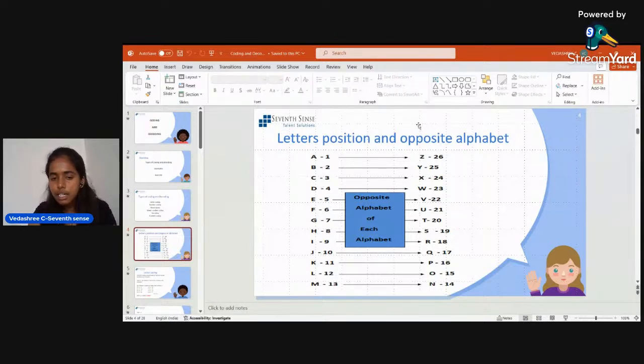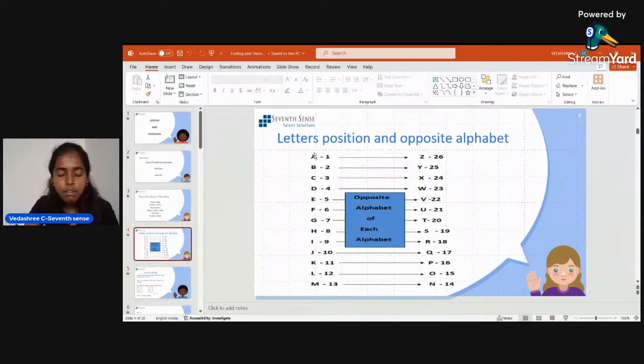Next, the opposite letters, the opposite alphabet of each alphabet. So after M, the next letter is N, and from N to Z the numbers will continue, 14 to 26. This is the method to write the letter positions and also the opposite alphabets. You'll get questions based on this also. So before going to the coding and decoding questions, first you need to know about the letter position and also the opposite alphabet. There is nothing more difficult here.